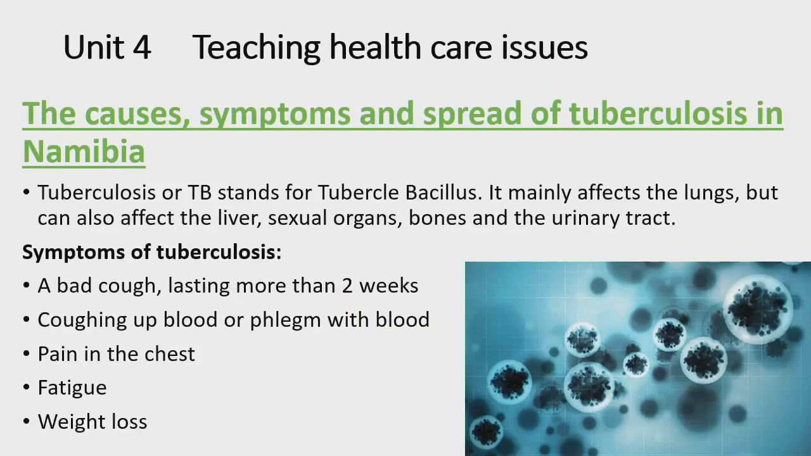We move on to the causes, symptoms, and spread of tuberculosis in Namibia. So TB, or tuberculosis, the scientific name, which I'm not going to pronounce correctly, is tuberculosis, and it mainly affects the lungs, but can also affect the liver, sexual organs, bones, and urinary tract.